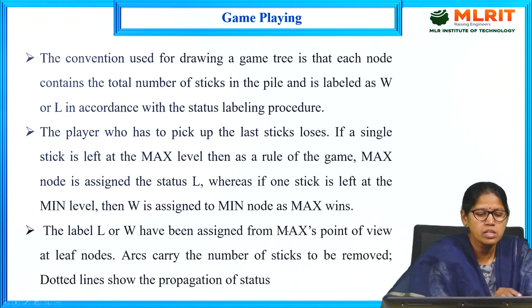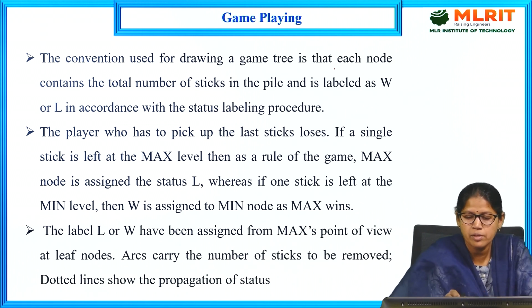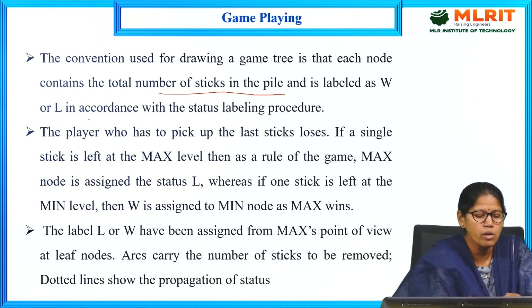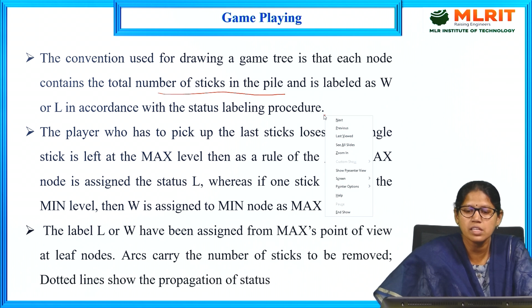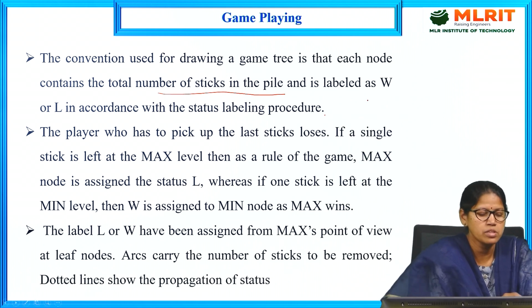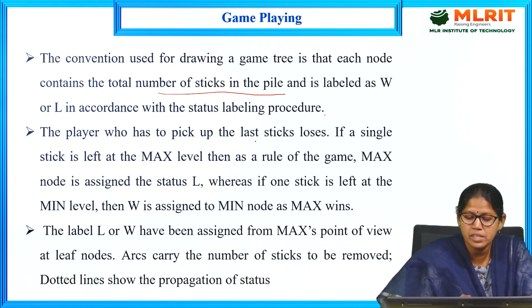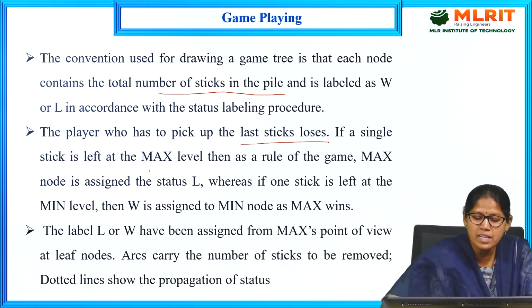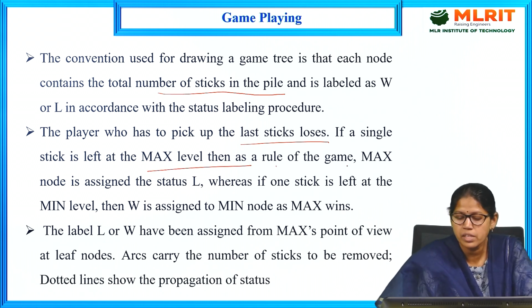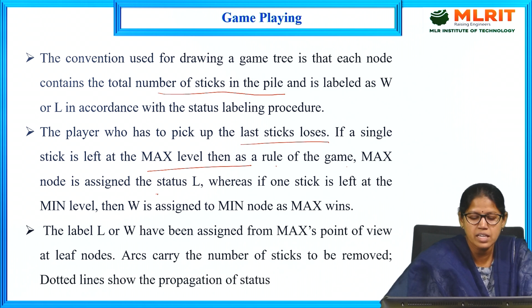Okay, so the convention used for drawing the game tree is that each node contains the total number of matchsticks in the pile and is labeled win or loss in accordance with the status labeling procedure. Already we have seen that status labeling procedure. The player who has to pick the last stick loses. If a single stick is left at a max level, then by the rule of the game, the max node is assigned status L.